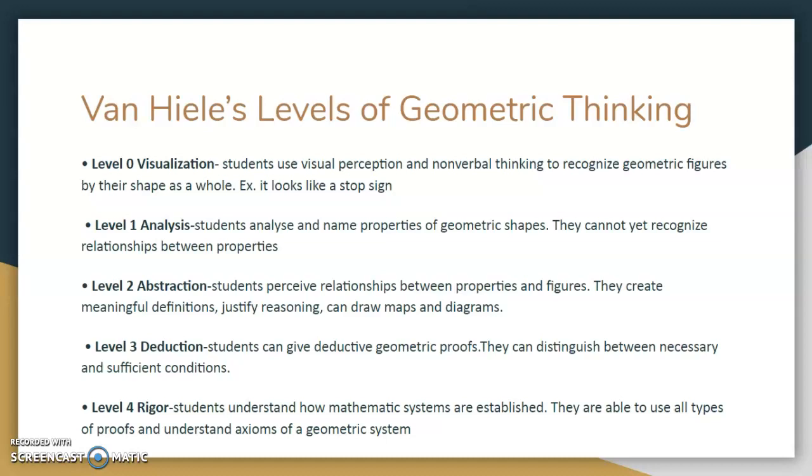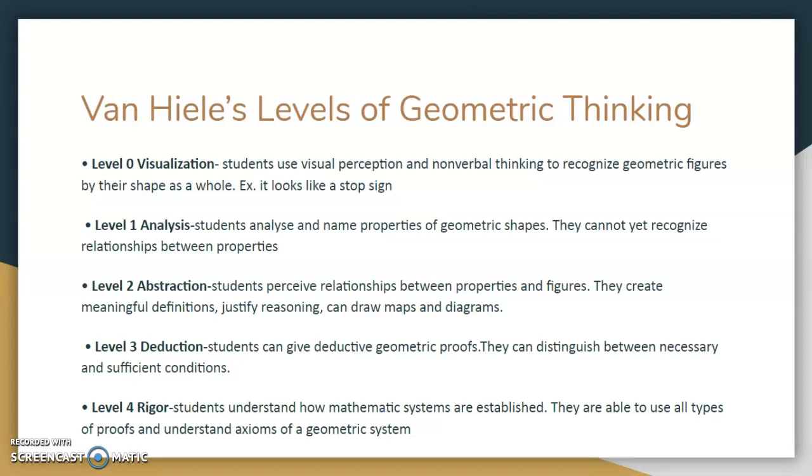An example of what this might look like is if a student could see a stop sign and identify that that shape looks like a stop sign, or maybe that shape looks like a door. Basically, the student is able to distinguish that a shape is similar to a shape in their everyday life. In Level 1 analysis, students analyze and name properties of geometric shapes. They cannot yet recognize relationships between properties.